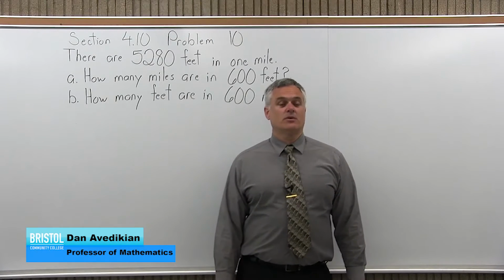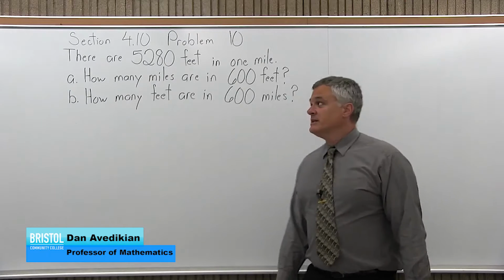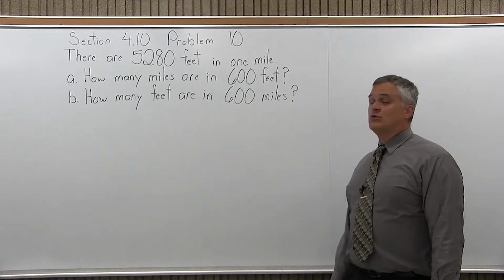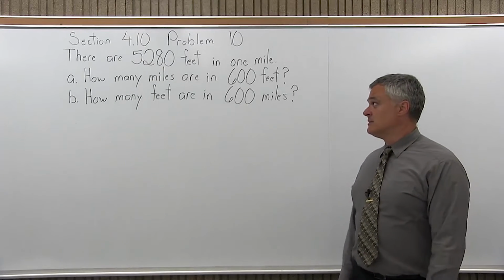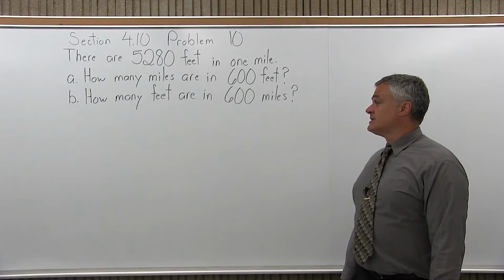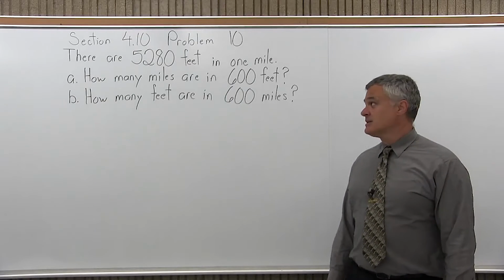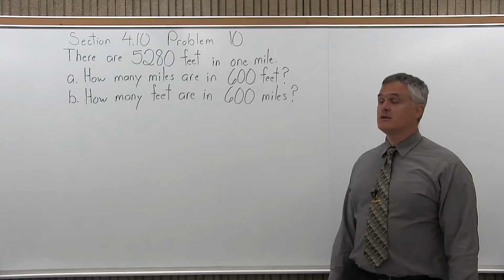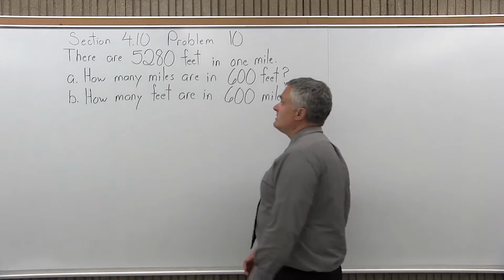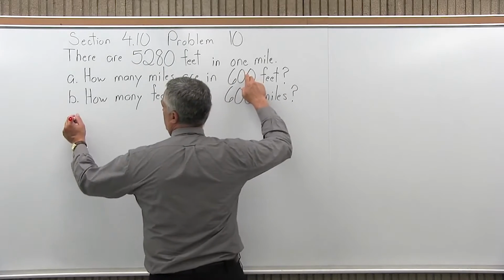This is Section 4.10, Problem 10. It says there are 5,280 feet in 1 mile. Part A asks how many miles are in 600 feet, and Part B asks how many feet are in 600 miles. So, for A, start with the given quantity, 600 feet.